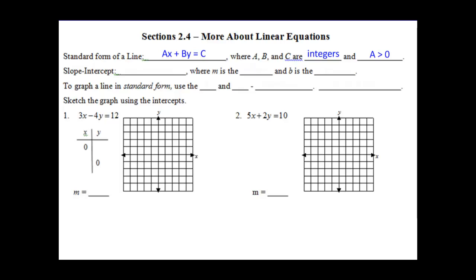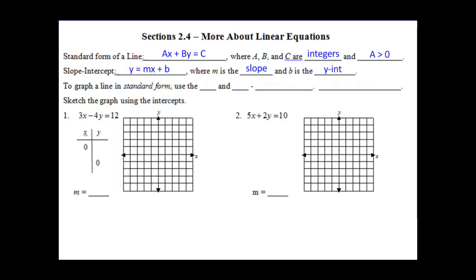Slope-intercept, we just got done talking about slope-intercept, so y equals mx plus b, where m is the slope and b is the y-intercept. And if we're going to discuss the y-intercept, make sure we say y-intercept equals, or we talk about it as a point, (0, the number).